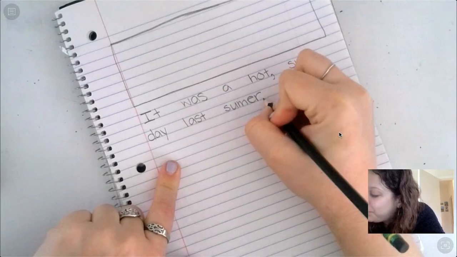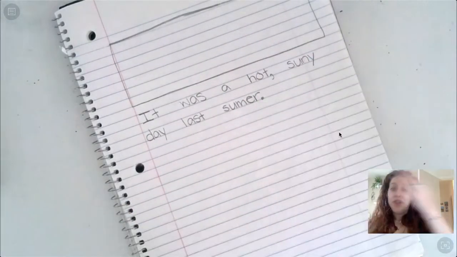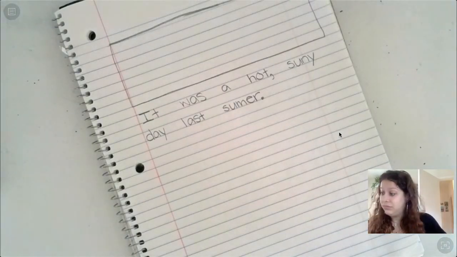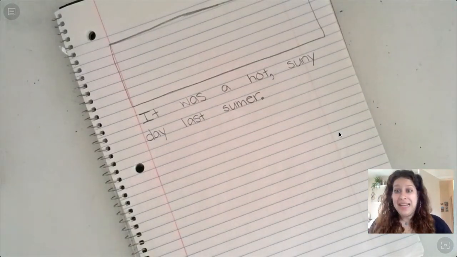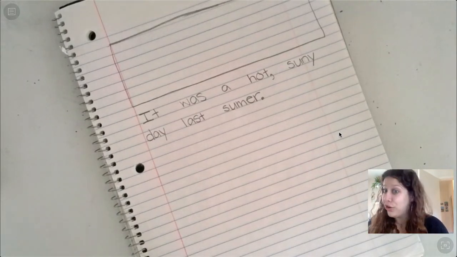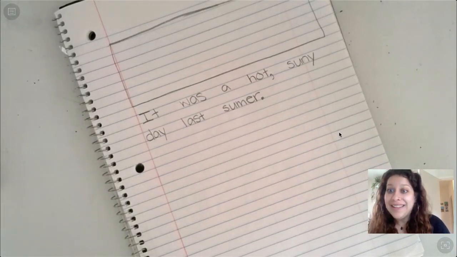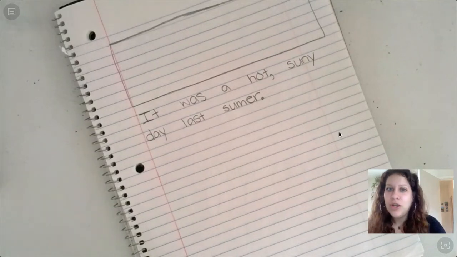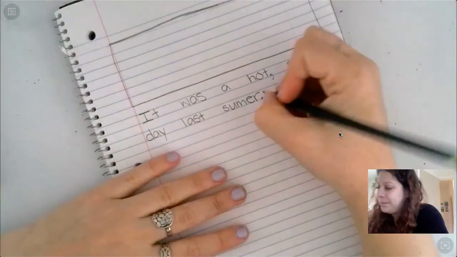Our controlled vowel. Period. It was a hot, sunny day last summer. So I got my setting. Pretty good. Now I need to talk about my characters. So I'm going to say Taro, the curious cat. Jay, the noisy bird. And Squeak, the sneaky mouse, went to the beach. I'm introducing my characters, saying where they are going.